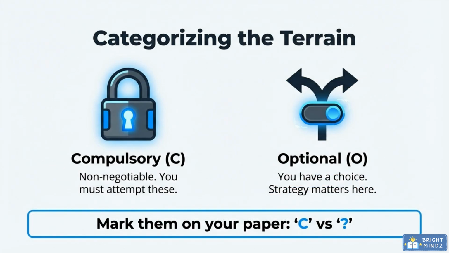As you scan the paper, treat it like mapping the terrain. Every question belongs in one of two worlds: compulsory or optional. Compulsory questions are non negotiable. You must attempt them at some point, even if they feel tough. Optional questions are where your strategy matters. That's where you choose the ones that fit your strengths. So, as you scan, quickly label them. Write C beside compulsory and put a small question mark beside optional questions.